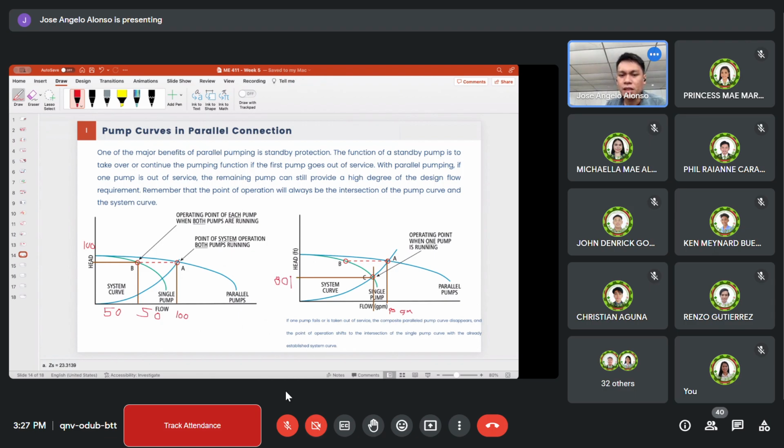However, na-satisfy, hindi mo totally na-satisfy, pero kung titignan natin yung statement dito, the remaining pump can still provide a high degree of the design flow requirement. So, rather than 50 gallons per minute, makakapag-provide pa rin tayo ng more than 50. So, based from this, nasa 75 gallons per minute nga lang. Yun nga lang, at a lower total head yung na-produce niya.